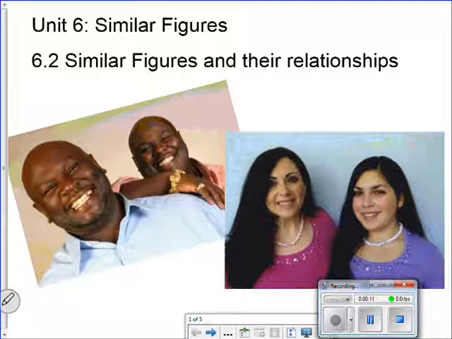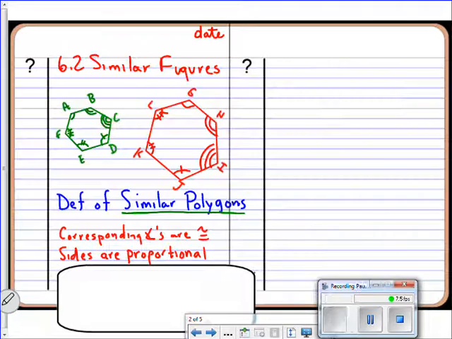And so if you take a look at these two pictures, it's a father and son and a mom and a daughter. These are not congruent shapes or figures, but similar. Obviously a dad cannot be congruent to his son, and a mom can't be congruent to her daughter, but they can be similar, and these are striking how similar they are. So let's go ahead and get started.